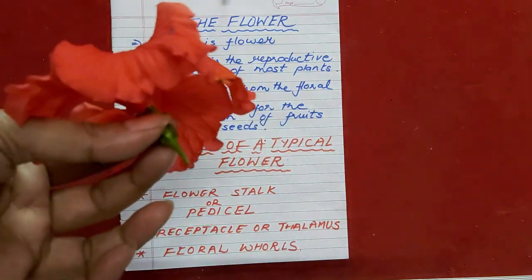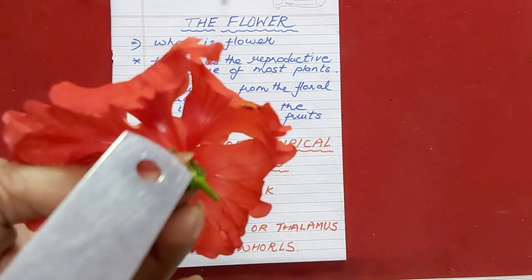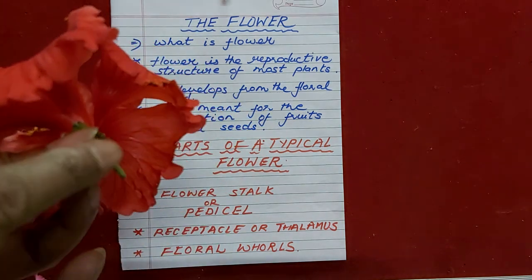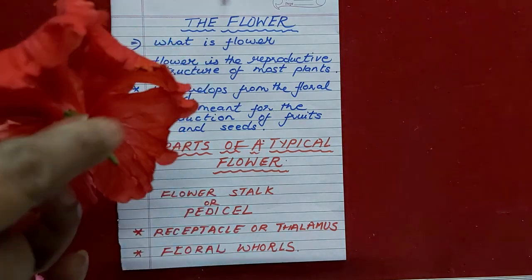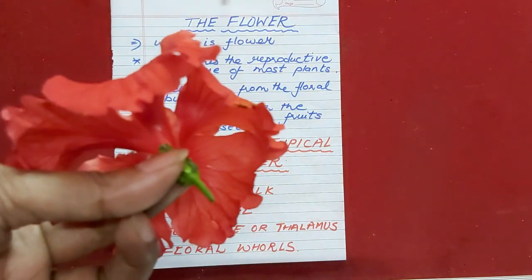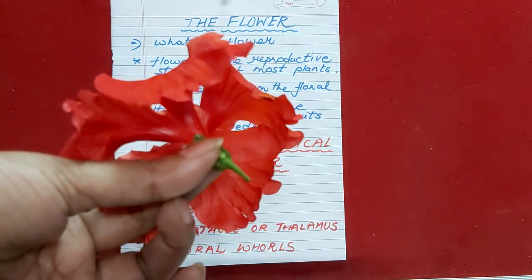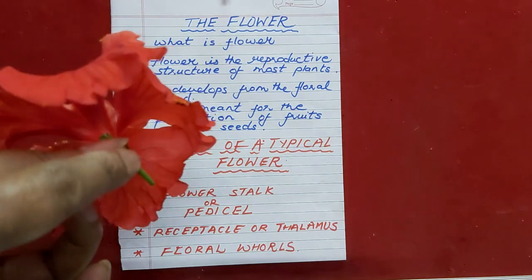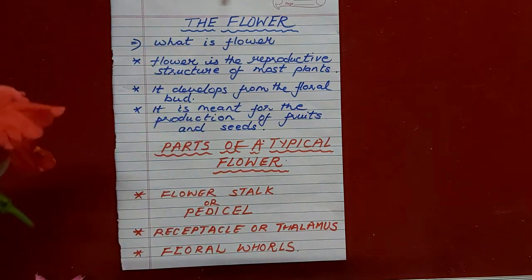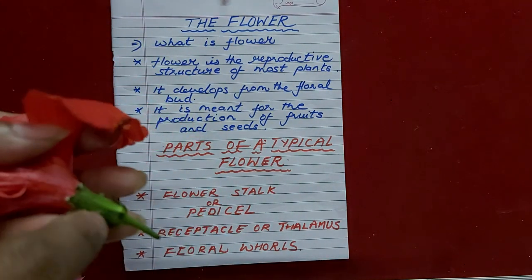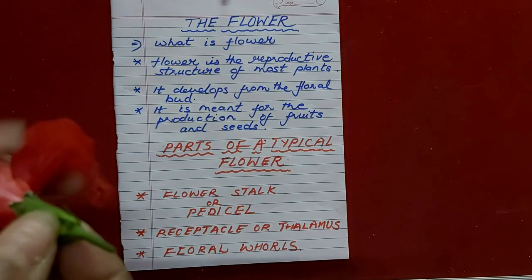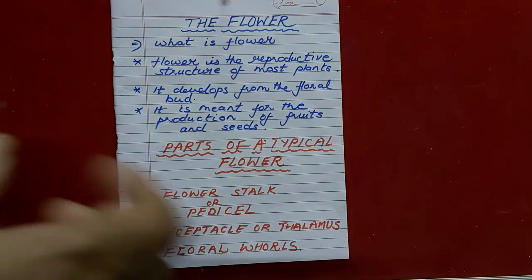See, the first part: flower stalk or pedicel. This is the flower stalk or flower pedicel. Earlier in the leaf, we did leaf stalk or petiole. In the flower, this stalk is called the pedicel. Then receptacle or thalamus. This swollen portion is called the thalamus. We will talk about everything in detail.